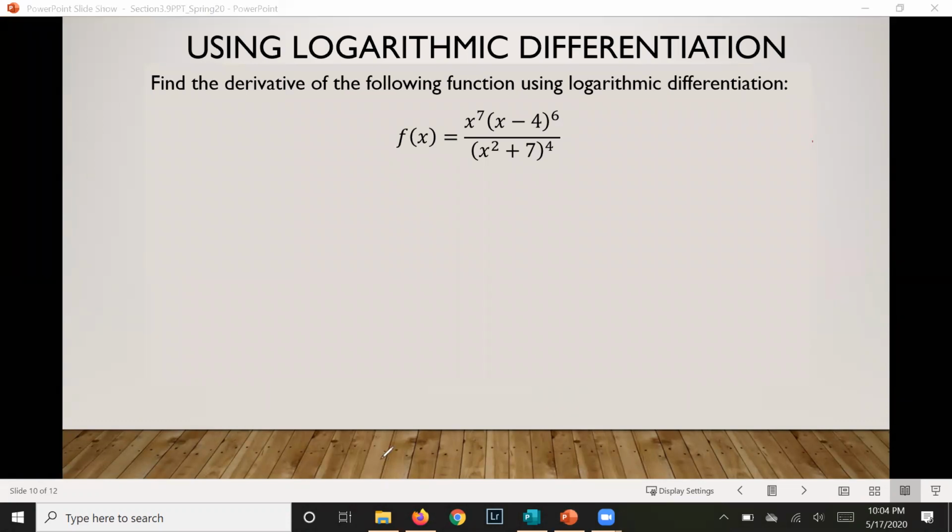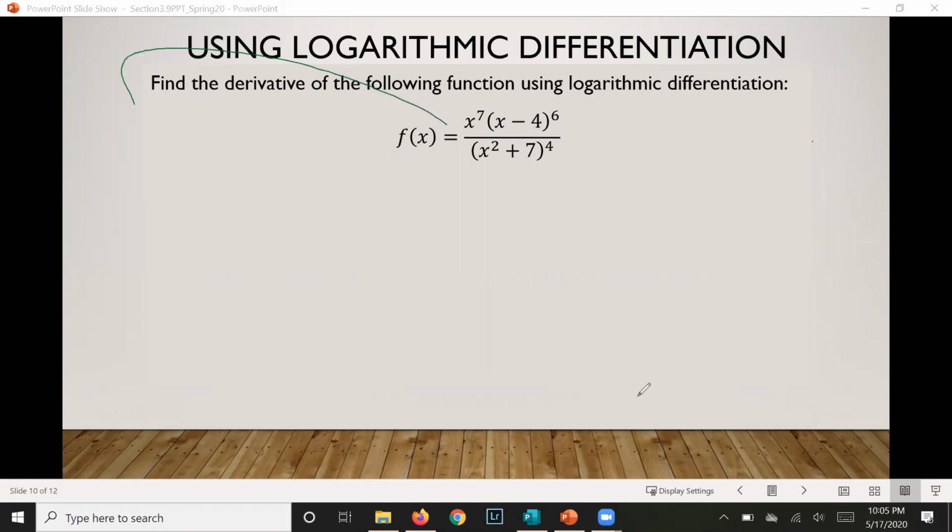So here we have f of x equals x to the 7th times (x minus 4) to the 6th over (x squared plus 7) to the 4th. And first thing I will say is before we use logarithmic differentiation, you could use the quotient rule here because you have something divided by something. But then to take the derivative of the top, you'd have to use the product rule. Down there in the denominator, it looks like you have to use the chain rule, and also the chain rule on the (x minus 4) to the 6th. So it just seems like it might be a little more complicated. So we're going to try to simplify this.